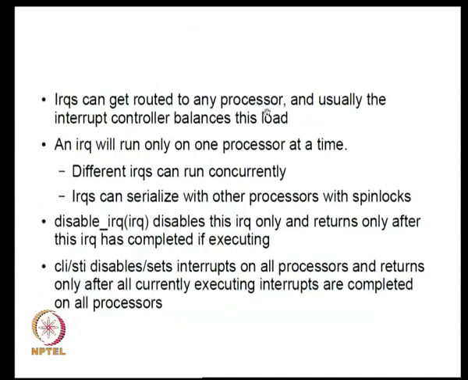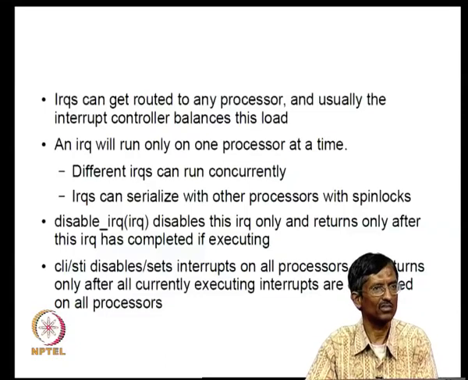IRQs can get routed to any processor. And usually the interrupt controller balances the load. Basically, in most Linux systems, in the past it was not done, but in the recent past, you will find that the interrupt load is handled by all the CPUs. So it gets routed. But an IRQ will only run on one processor at a time. But you can have different interrupt request processing going on different cores at the same time. And if they are touching the same data structure, then they better synchronize among themselves.